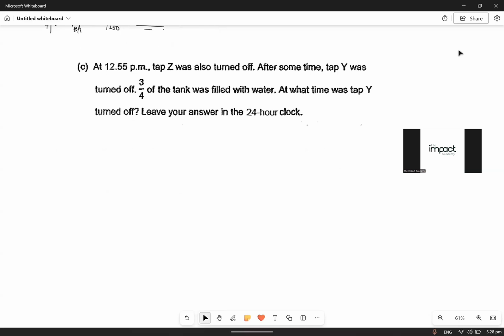From here at 12:55 p.m., what we're going to do is draw a timeline, right? At 12:55 p.m., remember just now we learned that at 12:55 p.m., how much water is still over here? Very good, 12 liters.